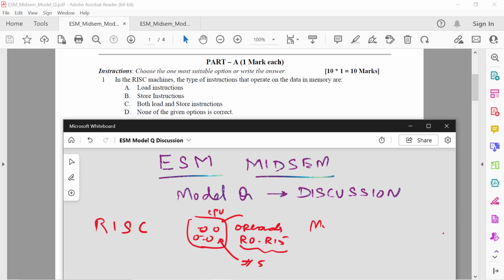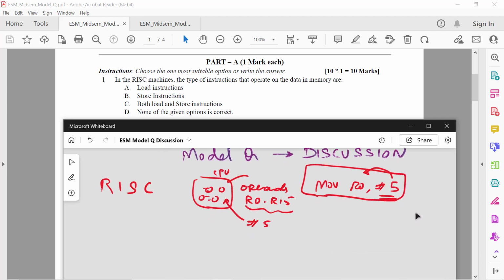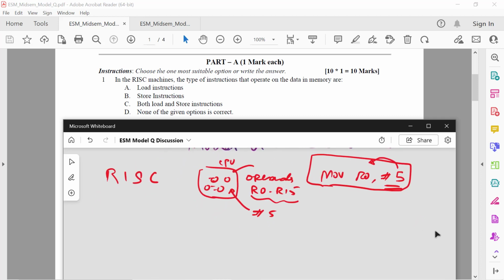Suppose I am saying move R0 comma hash 5. This means this 5 is already there along with the instruction which has been read into the CPU. So moving this value into R0 has nothing to do with memory access. Remember, this value is not in the data memory. It is part of the code which has come inside the CPU. So do not get confused that in move R0 comma hash 5 the 5 is coming from the data memory. No, it's part of the instruction itself which is already read by the PC, program counter, and this will not take too much time in getting this value into the register. It's not a memory operation also.